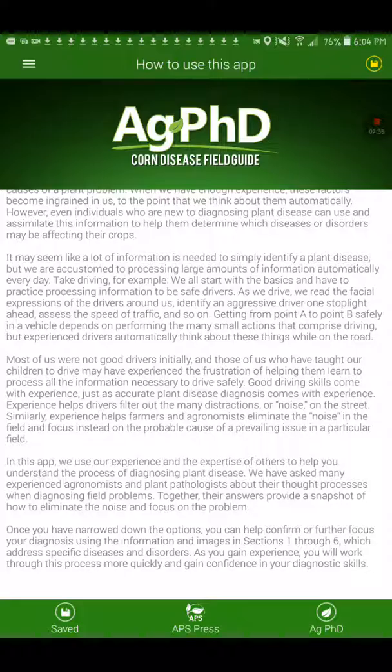In this app, we use our experience and the expertise of others to help you understand the process of diagnosing plant disease. We have asked many experienced agronomists and plant pathologists about their thought processes when diagnosing field problems. Together, their answers provide a snapshot of how to eliminate the noise and focus on the problem. Once you have narrowed down the options, you can confirm or further focus your diagnosis using the information and images in sections 1 through 6, which address specific diseases and disorders. As you gain experience, you will work through this process more quickly and gain confidence in your diagnostic skills.